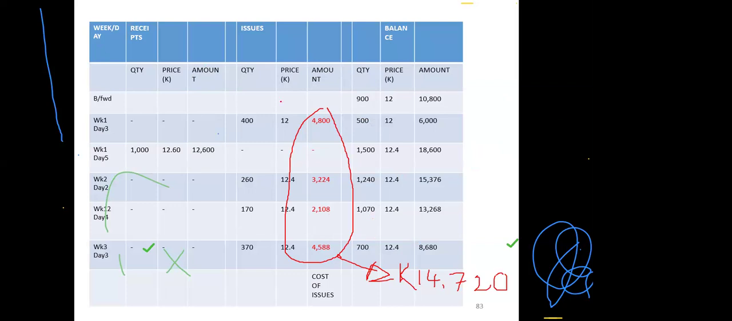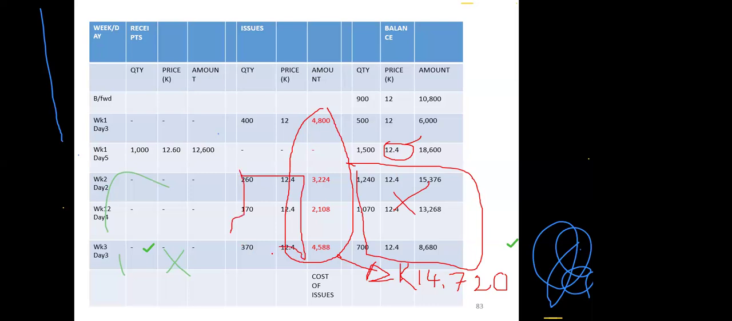Maybe you can ignore this. Just up to here. Once you calculate this, that's enough. There is no need to calculate this. Just, once you have that issue price, then value this at 12.4. Then add to the first issue.